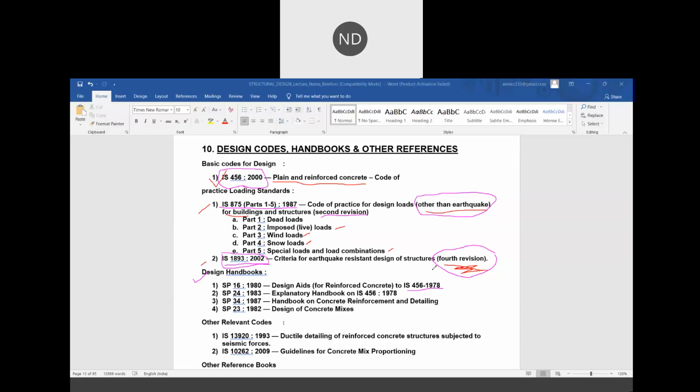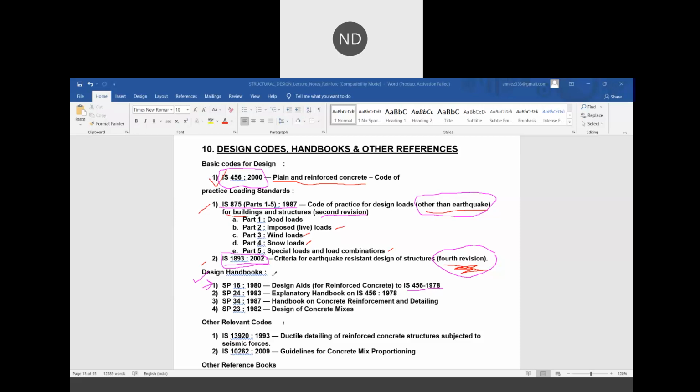You have I sections, T sections, channel sections, which you use here. The properties of that material, like the thickness of the flange and the thickness of the web, everything will be mentioned to you here in SP 16 1980. Then we have one explanatory handbook on IS 456 1978, that is SP 24 1983. But basically we are going to use this SP 16 1980 for your purpose, IS 456, when we need it for RCC works.